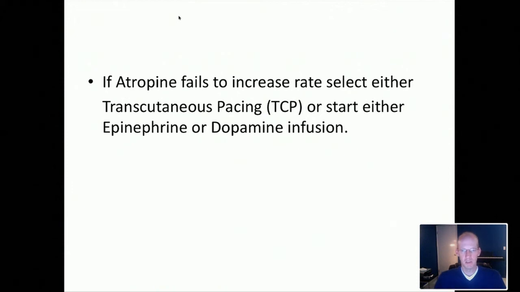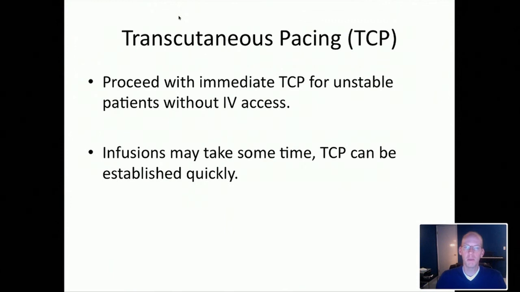If atropine fails to increase the rate, your next selection is either infusions, which are dopamine or epinephrine, or transcutaneous pacing. You may have to start with transcutaneous pacing as you wait for the infusions to come, or you may be able to just treat with transcutaneous pacing. It's important to proceed with immediate transcutaneous pacing for any unstable patient without IV access, because you can't administer atropine or these infusions except by IV or IO access. Infusions may take some time, so you may need to bridge with transcutaneous pacing. So let's talk about transcutaneous pacing here.